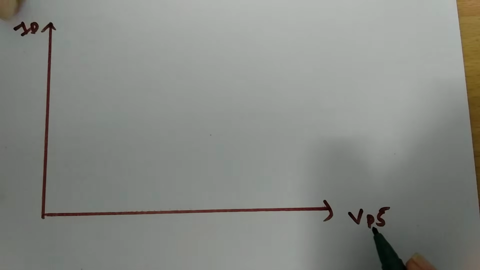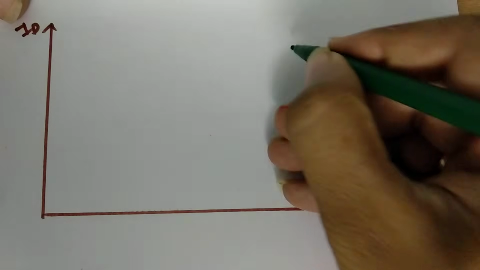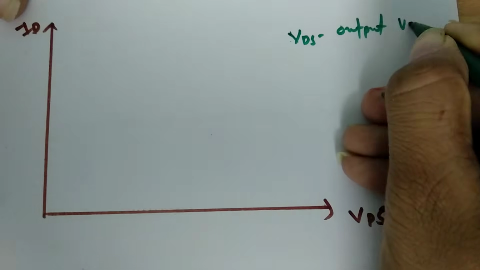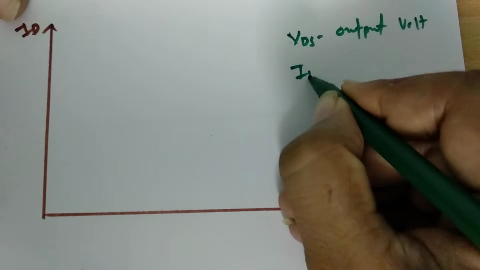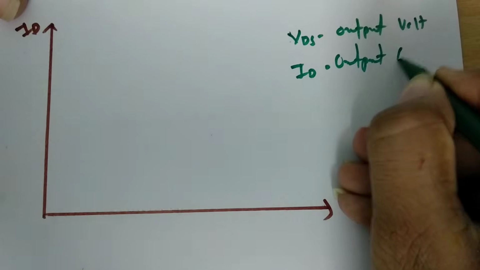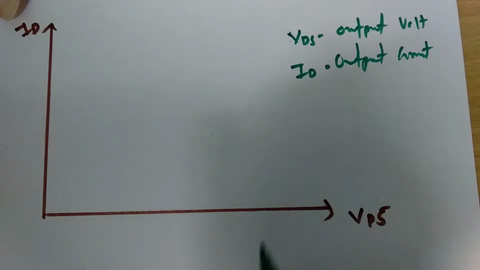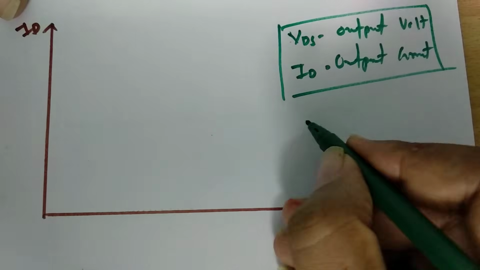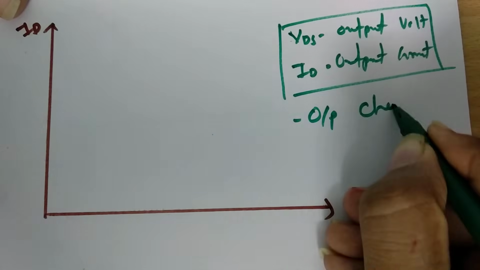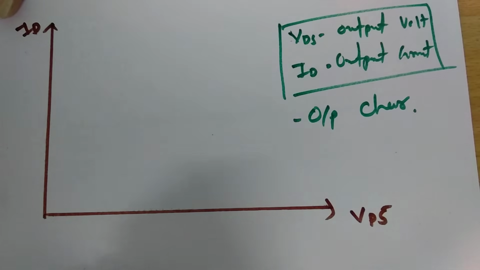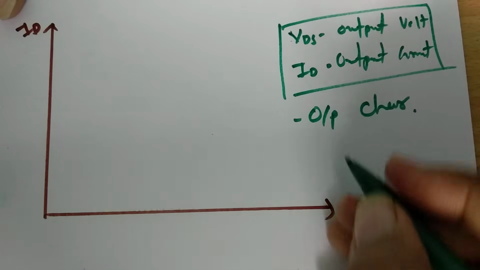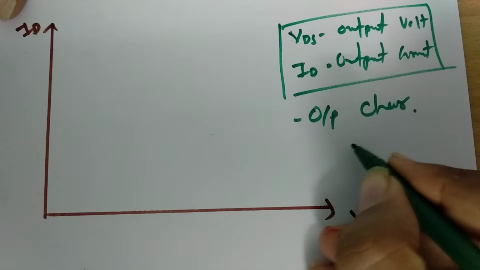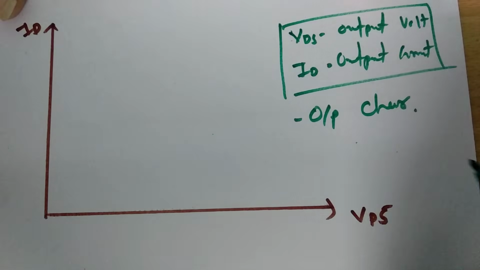So here this characteristic is between VDS and ID. VDS is the output voltage and ID is the output current. So ultimately this is a characteristic at the output side. So we can say these are the output characteristics. Now in this characteristic, we will be keeping the input voltage constant.